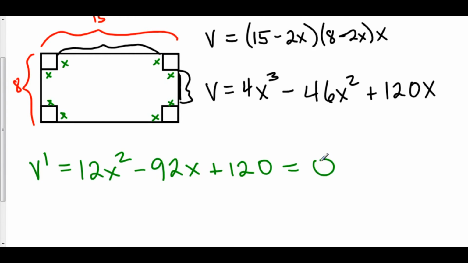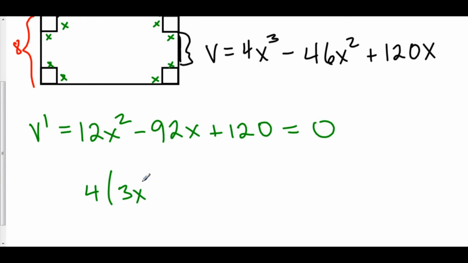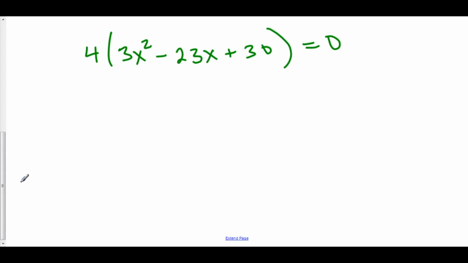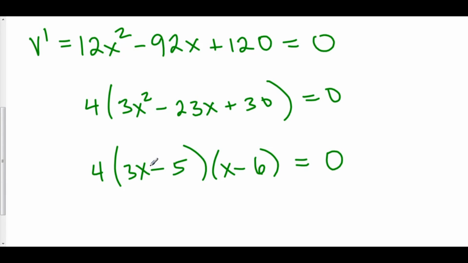So let's set this equal to 0. To solve this, let's first factor out 4. So here we have 4 times 3x squared minus 23x plus 30, and this is all equal to 0. We can factor this down actually. This is 4 times 3x minus 5 times x minus 6, and this is all equal to 0. So we have critical points at x equals 5/3 and at x equals 6.